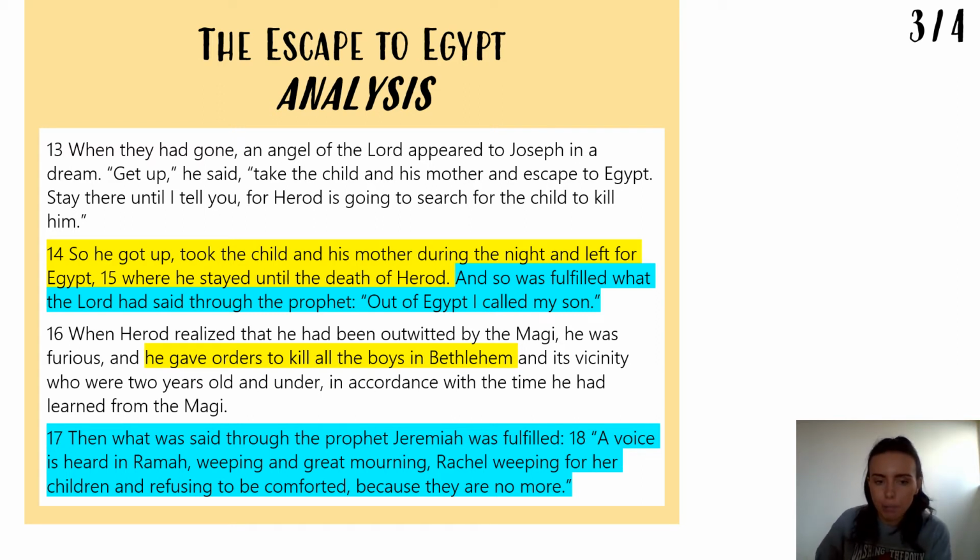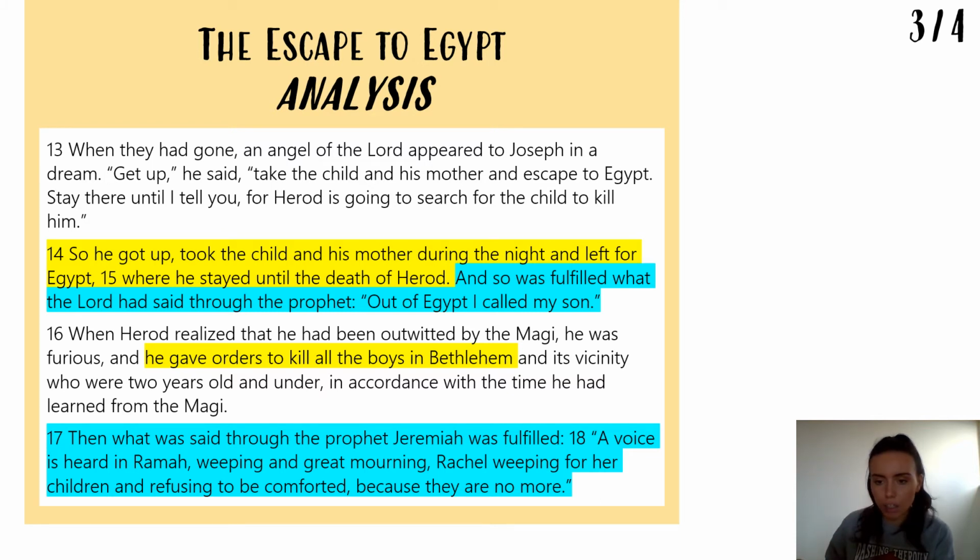In terms of the second proof text, we get, "Then what was said through the prophet Jeremiah was fulfilled. A voice is heard in Ramah, weeping and great mourning, Rachel weeping for her children and refusing to be comforted because they are no more." That parallels with Jeremiah, but more specifically, chapter 31, verse 15, that reads, "A voice is heard in Ramah, mourning and great weeping. Rachel is weeping for her children and refusing to be comforted because there are no more."